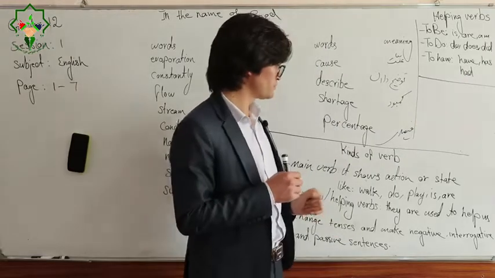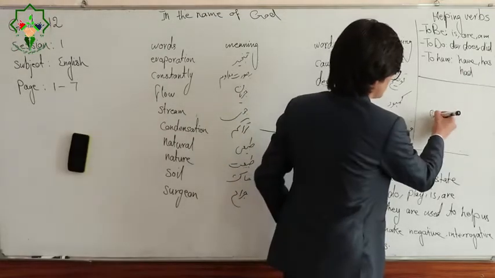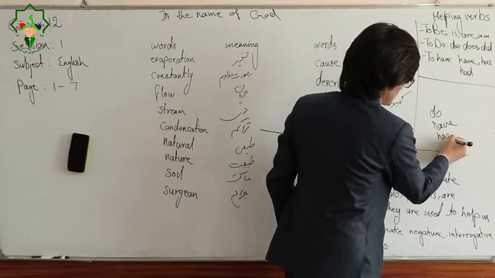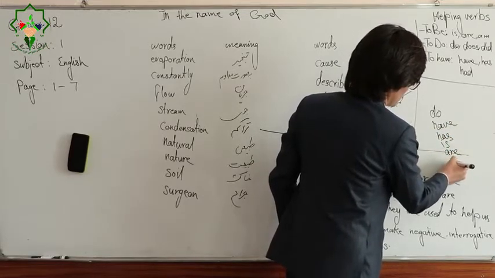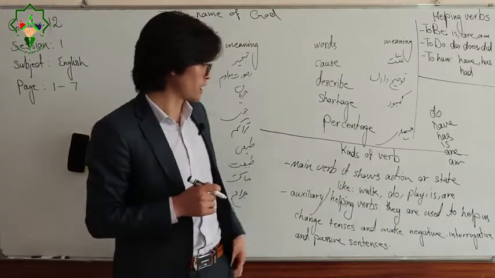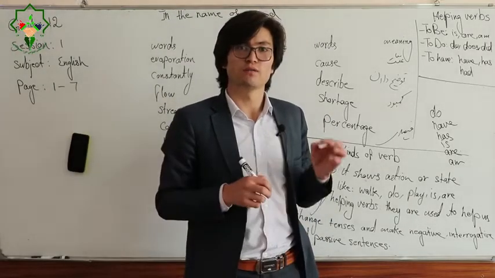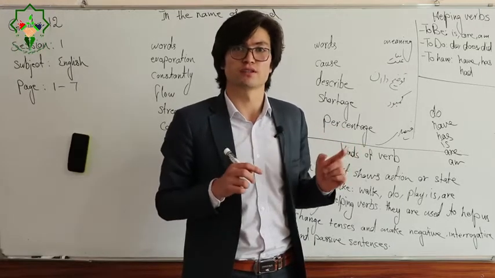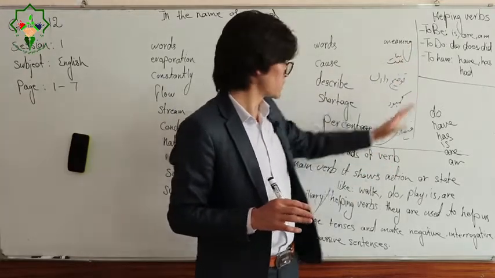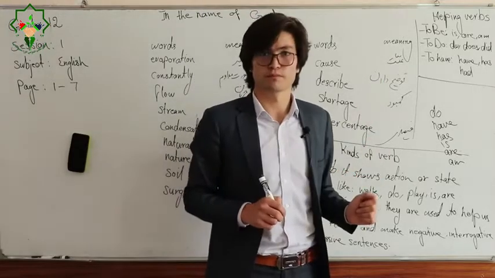And one point: do, have, has, is, am, all the to be verbs or helping verbs can be used as a main verb as well when we don't have another main verb in a sentence. If there is no verb in a sentence, to be verbs or helping verbs, auxiliary verbs, can function as a main verb.